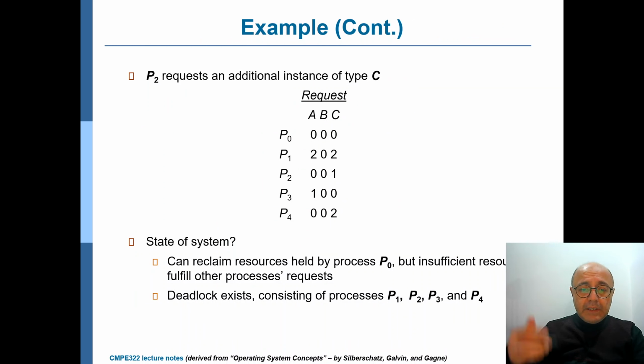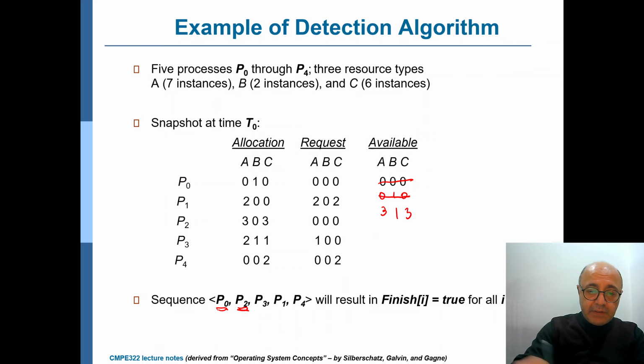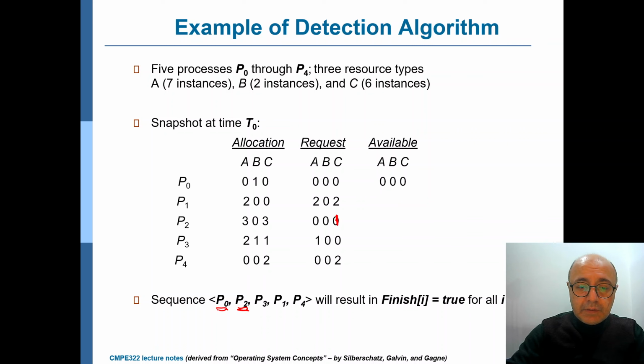Now, assume that P2 makes a request for an additional instance of type C. So this time we're changing the request matrix where P2 is not 000 anymore. Let me just erase all these. So in the modified version, P2 is 001 here. So is this system in deadlock or not?